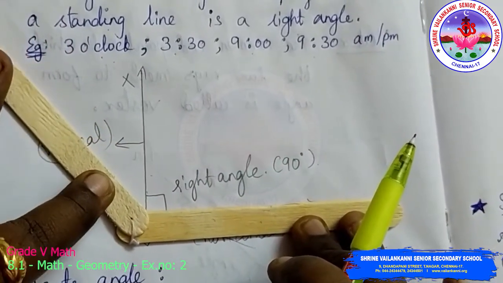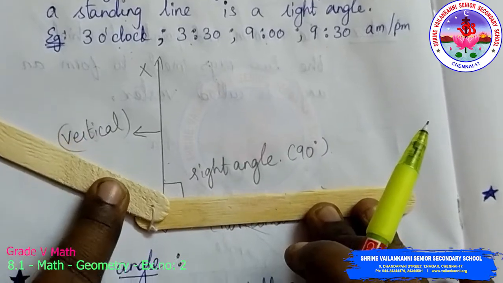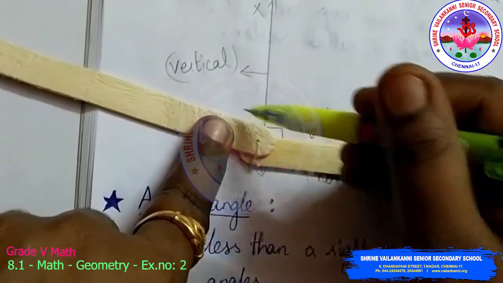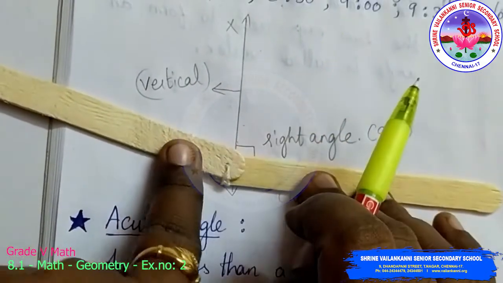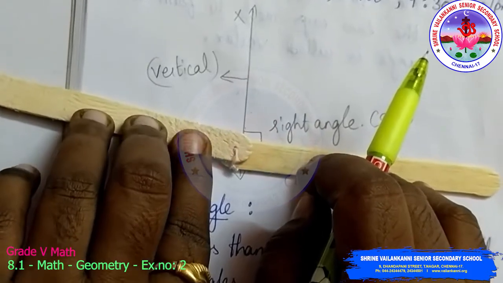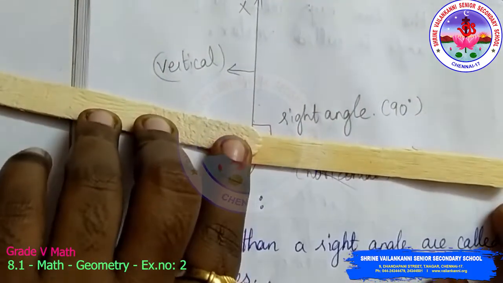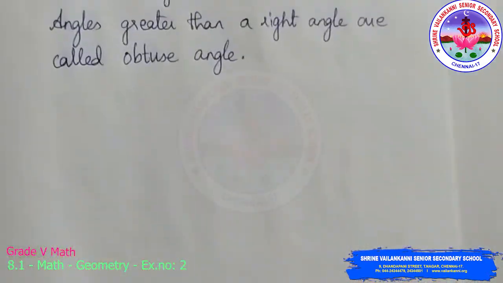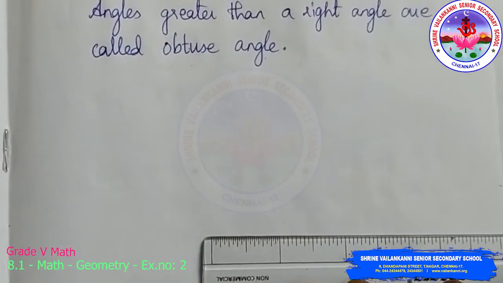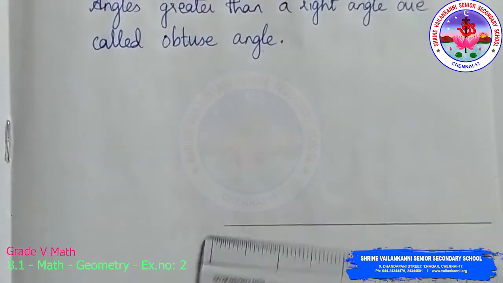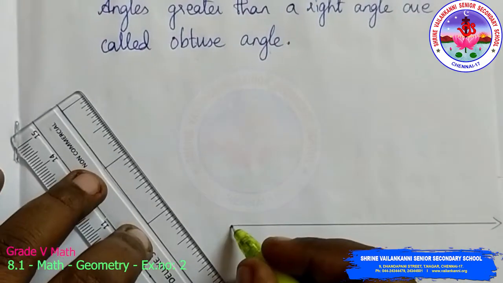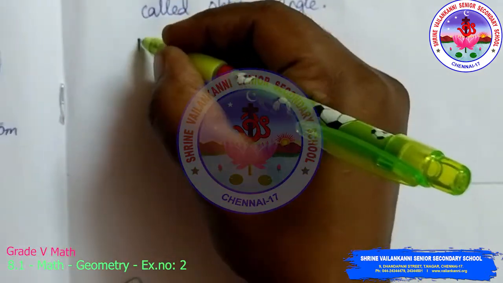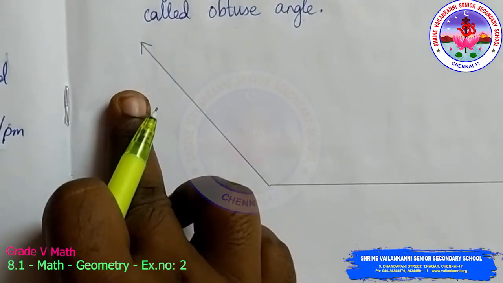So any angle like this, if you see, this full complete angle is said to be an obtuse angle. Okay, like this. Understood? So using this, I'll draw and show you one obtuse angle. This is one ray, and this is another ray.